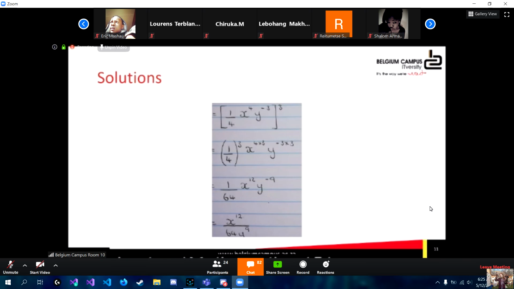You can leave your answer as 1 over 64 x to the power of 12 y to the power of negative 9. So either that second last stage or the last stage, either way. But if the question specifies that you leave your answer with positive powers, then the last one, x to the power of 12 divided by 64y to the power of 9, is the final answer. So pay attention to all the instructions. In this case, it just said simplify, so you could leave it as a negative power, or you could go all the way and make everything positive.